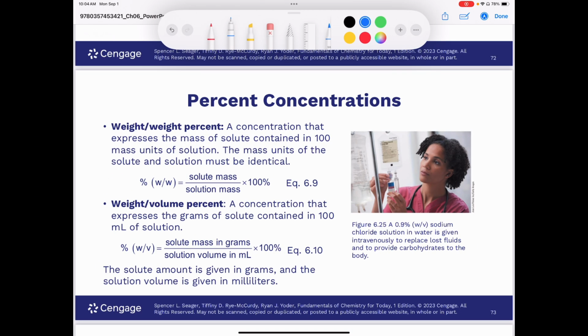All right, let's move on to percent concentrations. And I told you we would discuss weight over weight percent.